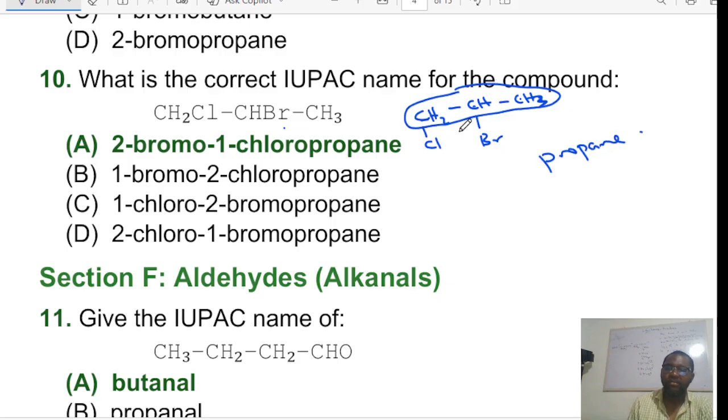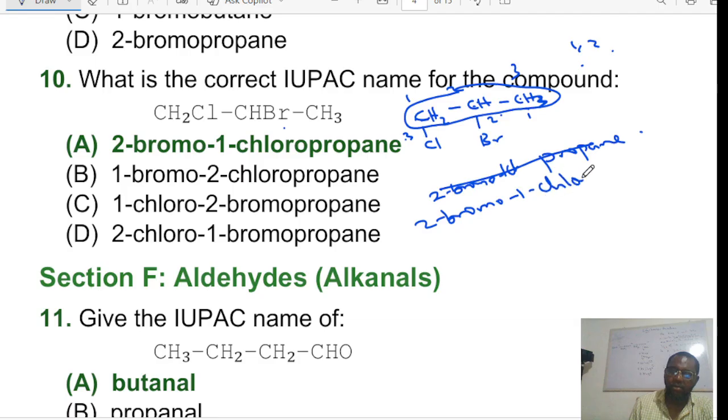I must count from here, because if I count from here, this is 1 and 2. If I count the other way, it's going to be 1, 2, 3, which is 2 and 3. So 1 and 2 is smaller. But remember, bromine always comes before chloro. Don't forget that in alphabetical order. So that means I have to put 2-bromo first, then 1-chloro: 2-bromo-1-chloropropane. Very important.